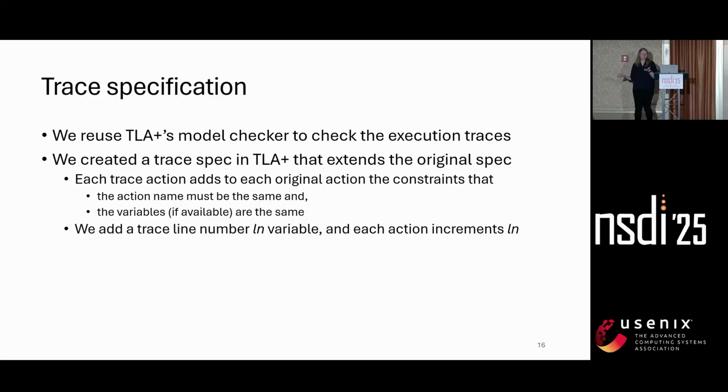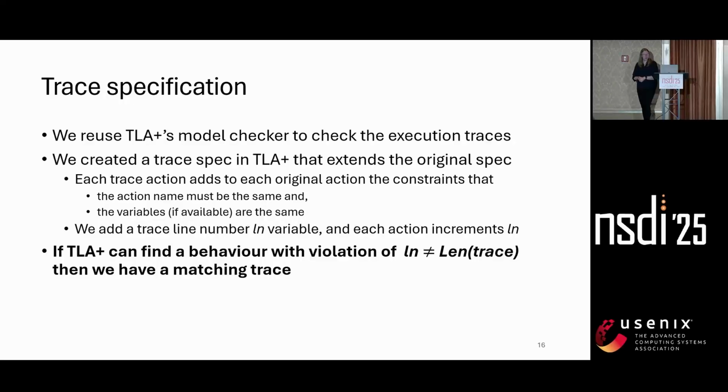We added just a simple line number, and we increment it at each action. We then check for the property that the line number that we're on will never be equal to the length of the trace. If we find a violation of this property, then we've just found a matching trace. So we've actually flipped it the other way. Usually we're talking about things like, these logs are immutable and those properties that we're expecting to always be true. And here we've actually flipped it. And so now we're showing a property that we're expecting to fail, and failure of this statement means that we've succeeded and we've got a matching trace.